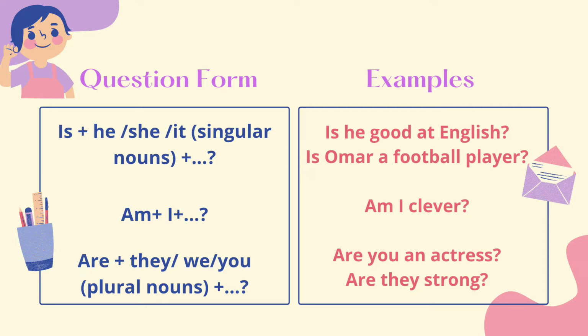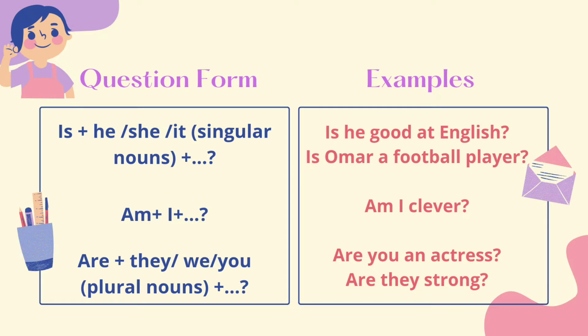Then we have the question form. With is, we use is at the beginning of the question, then we put he or she or it or any singular noun plus the rest of the sentence, and then we put the question mark. For example, is he good at English? Is Omar a football player?